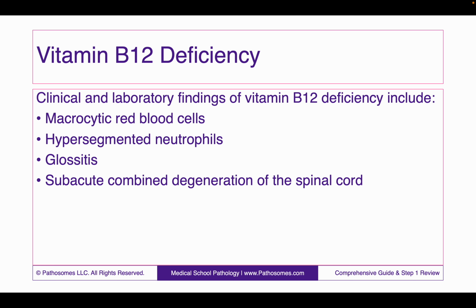Clinical and laboratory findings of vitamin B12 deficiency include macrocytic red blood cells, so large red blood cells, greater than 100, hypersegmented neutrophils, glossitis, and even subacute combined degeneration of the spinal cord may occur.